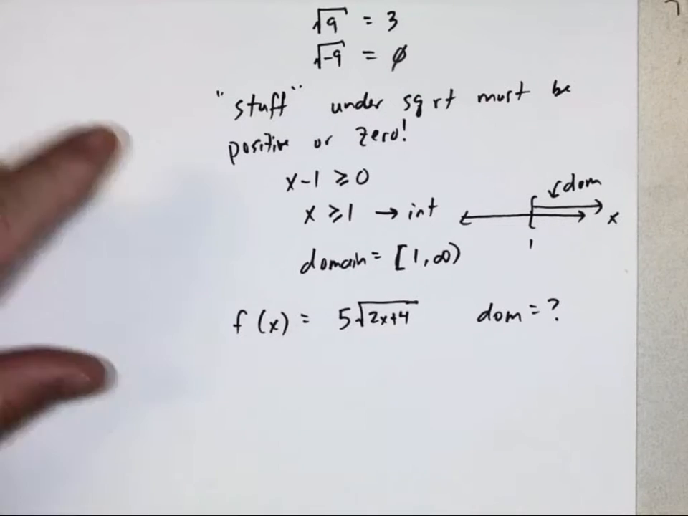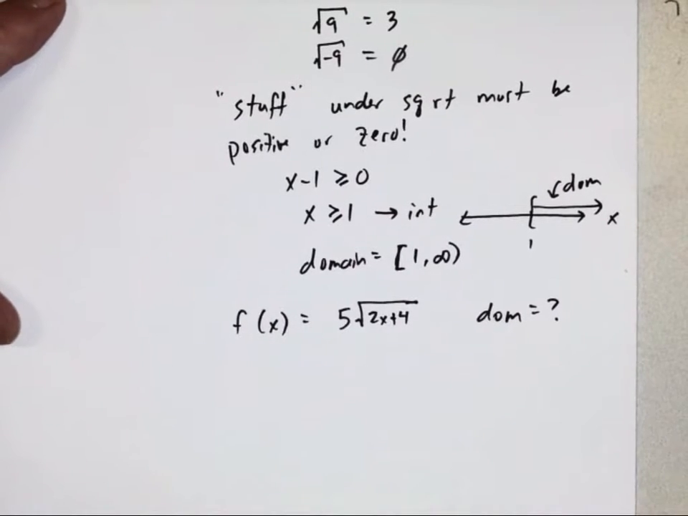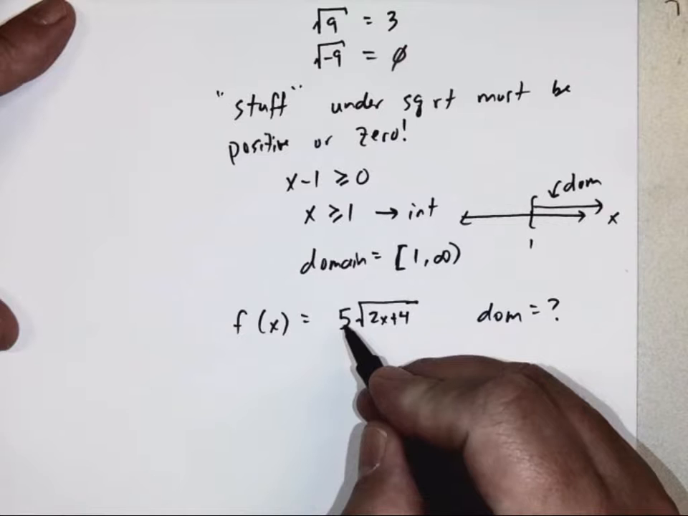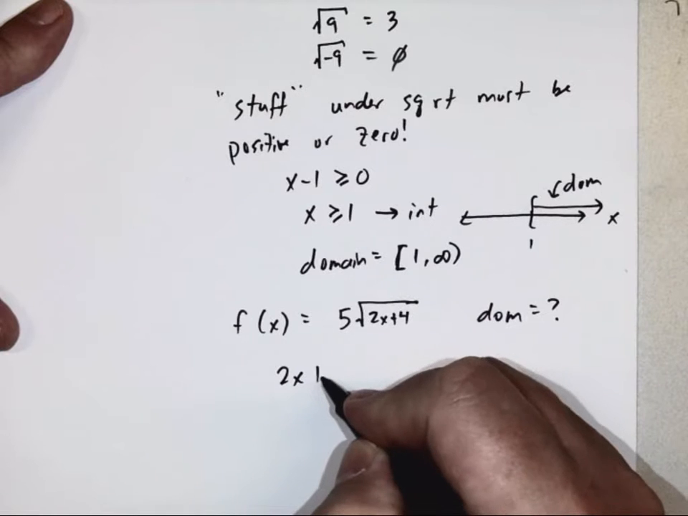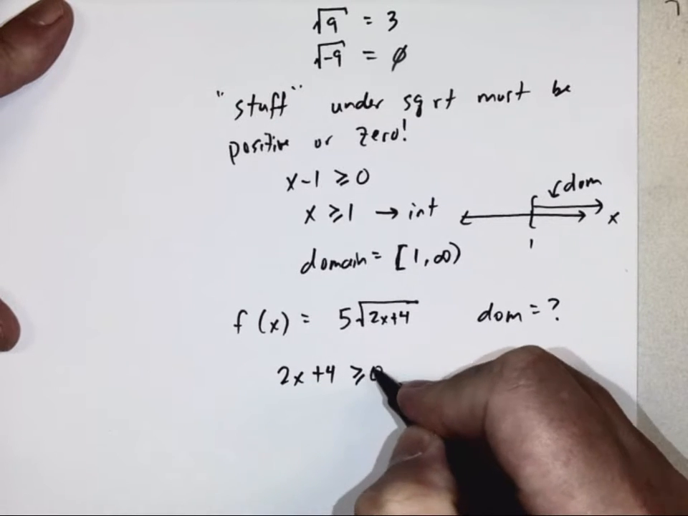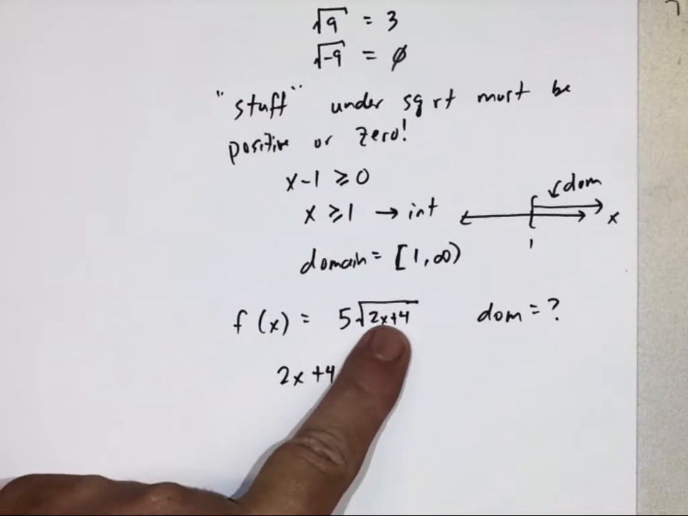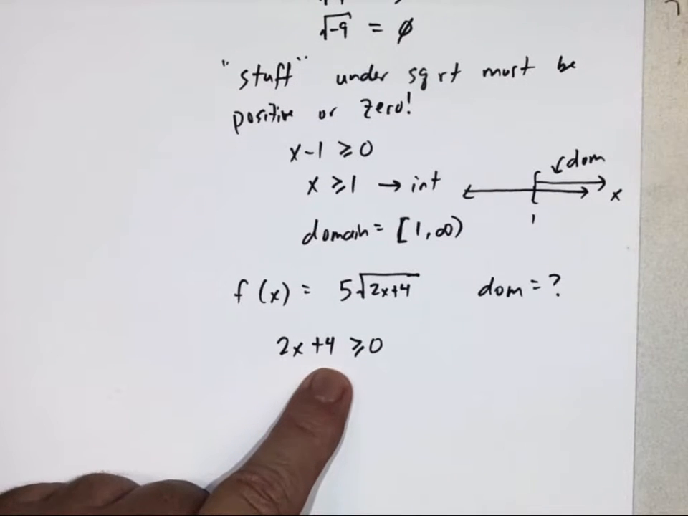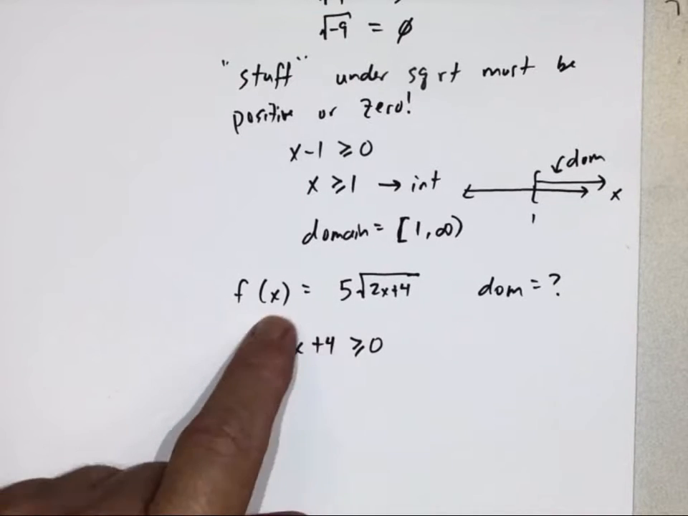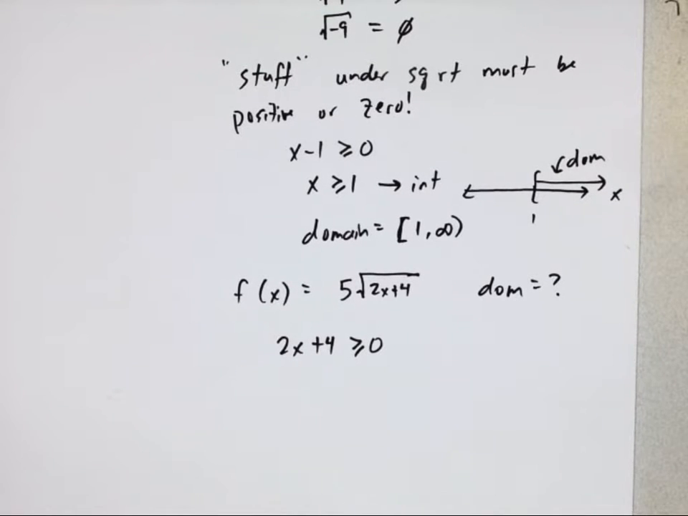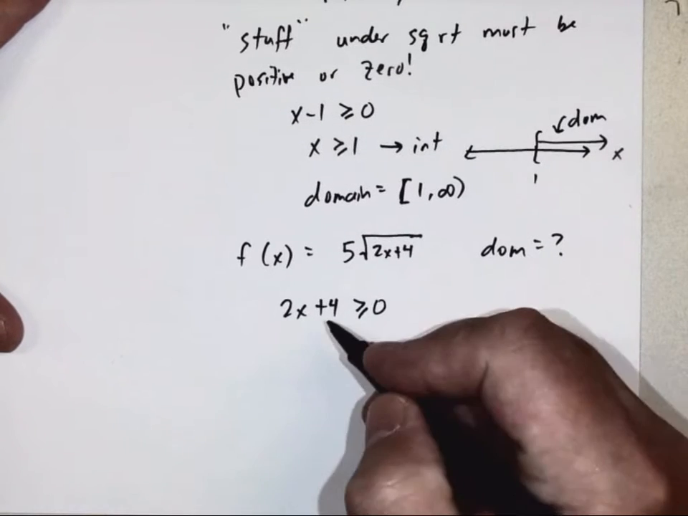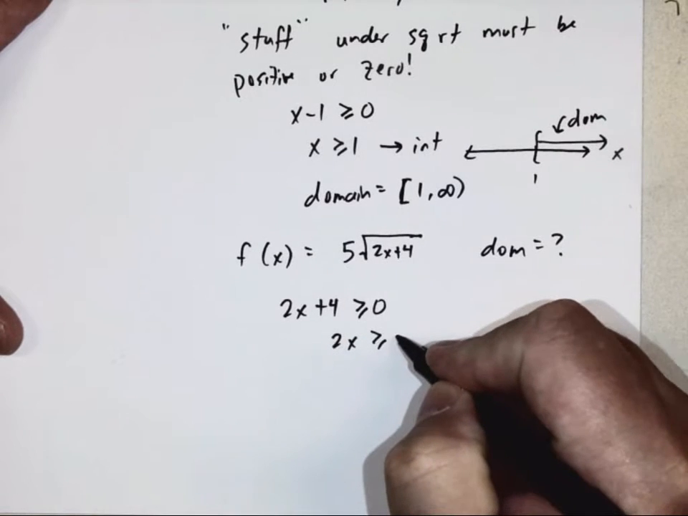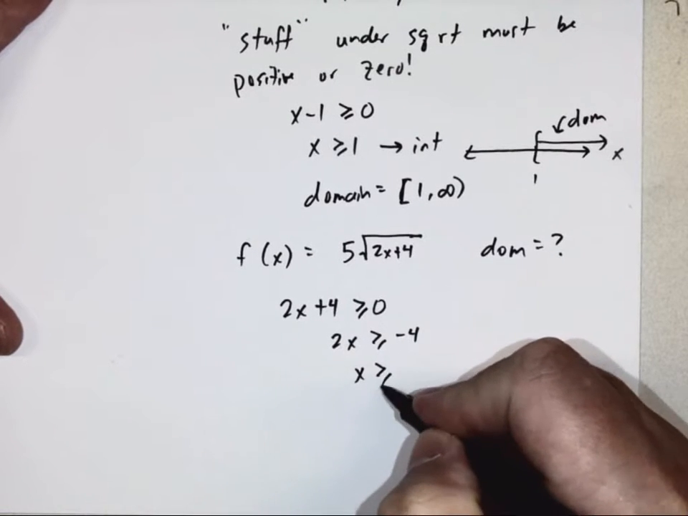So what do I have to do? I have to see how this variable under the square root affects the domain. It's funny how this 5 here, I don't even care about this 5. All I care about is the stuff under the square root. And I simply have to make sure that everything under the square root is greater than or equal to 0, which means everything under the square root has to be a positive number or 0. Now I'm going to solve this inequality, which means get x by itself. So I'll subtract 4 from both sides, divide both sides by 2.